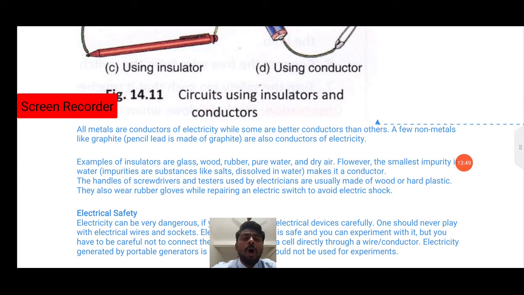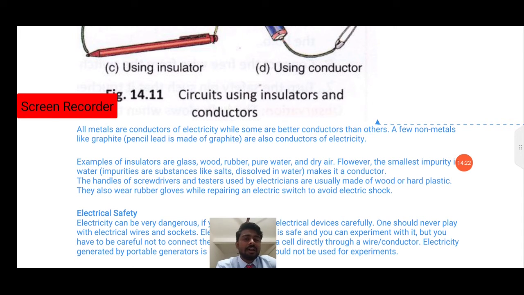Okay, all metals are conductors of electricity, while some are better conductors than others. But a few non-metals like graphite, it means pencil lead is made up of graphite, are also conductors of electricity. So one non-metal is also a good conductor. Which one? There is graphite.